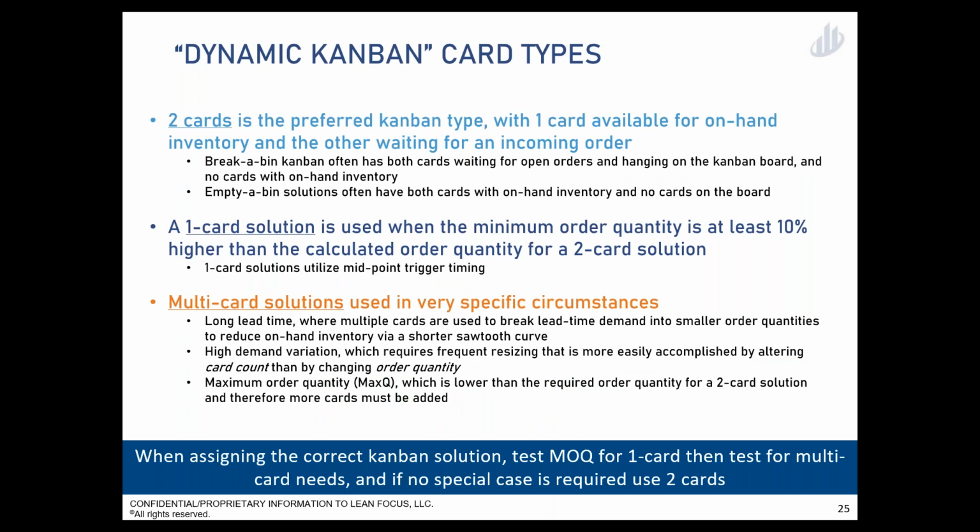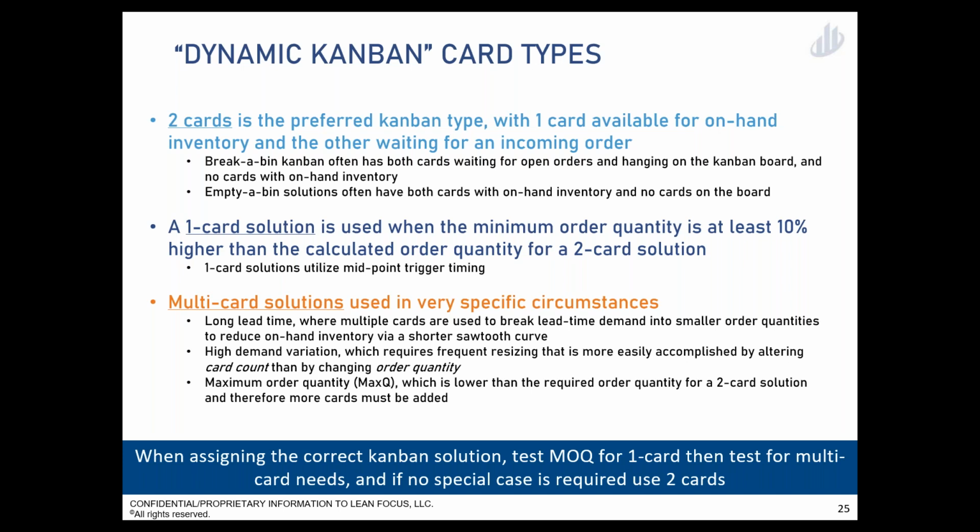Okay, when you're doing Kanban, 2 cards is the preferred or ideal Kanban type. The reason being, you're going to have 1 card that's available for the on-hand inventory, whatever on the shelf, and you're going to have another card waiting for an incoming order. So I've got stuff that I'm going to use, and I've got stuff that's on order that's going to come in time for me to use it when I run out of this current active bin.